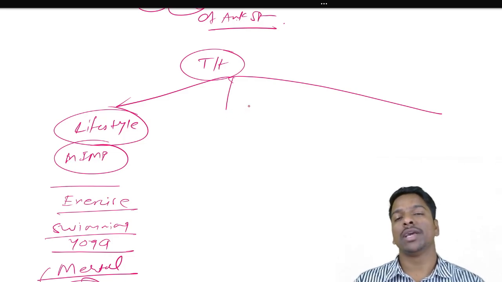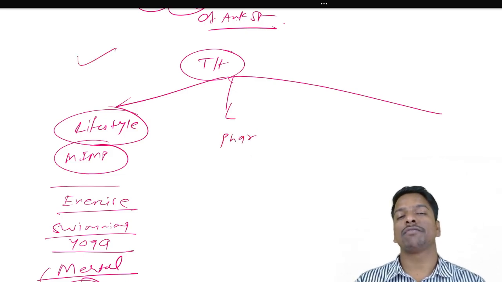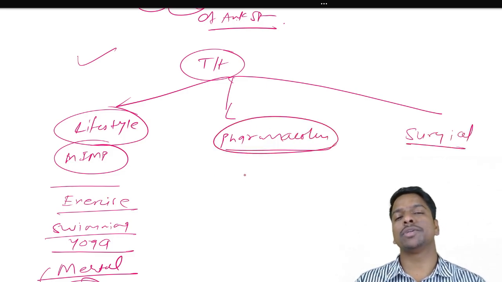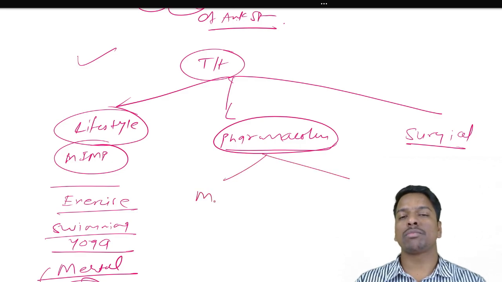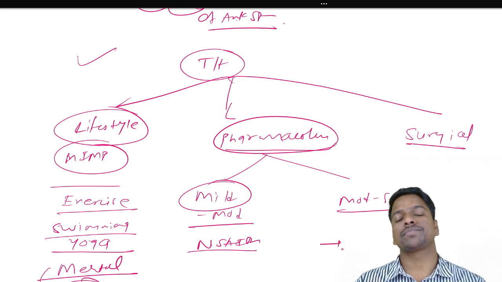There are so many studies; even the Lancet has published a study on this. Now coming to the pharmacological measures. So this was non-pharmacological, then pharmacological, and then we have surgical measures. What are the pharmacological measures? They are divided into two. For mild to moderate disease we have NSAIDs, and for moderate to severe disease we have biologicals.